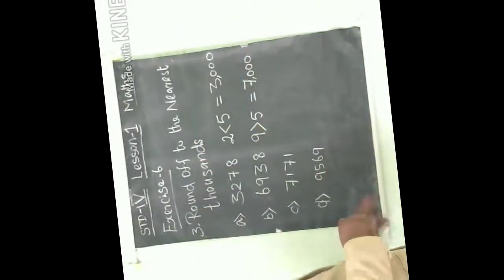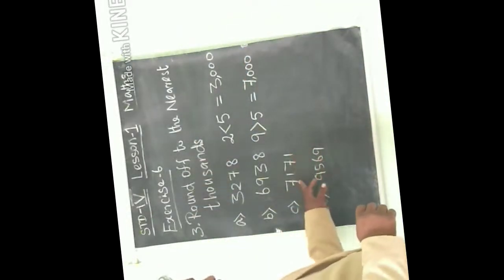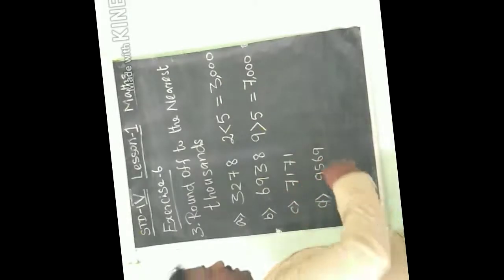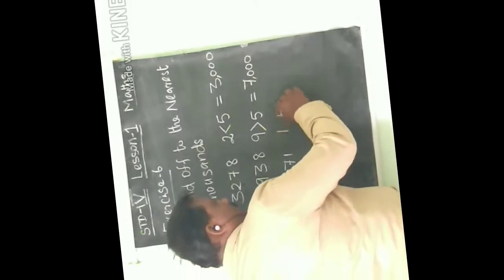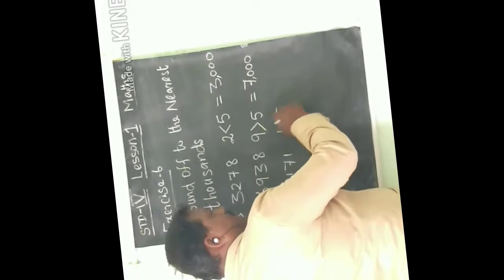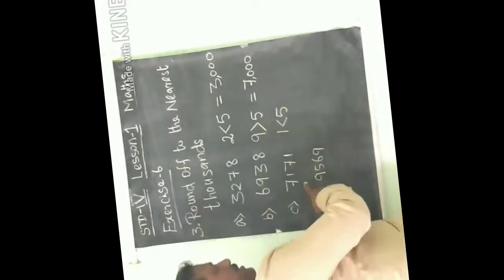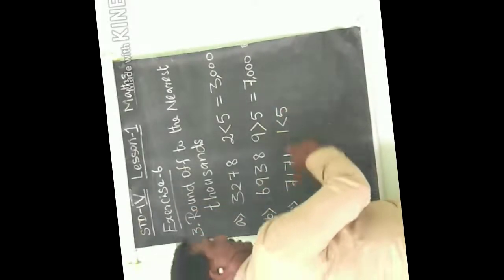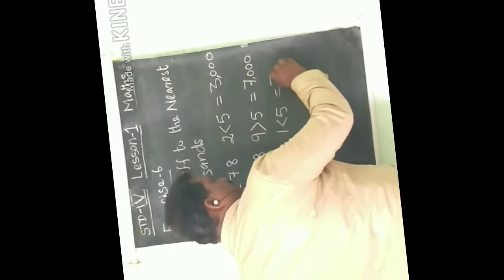Okay. Then another one. Ones, tens, 100, 1000. So nearest 1000 is 1. So 1, compare with 5, so less than 5. Okay, so less than 5 means the lowest rounded number, so 7,000.